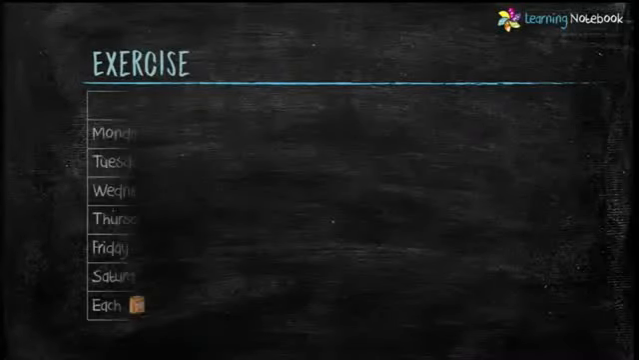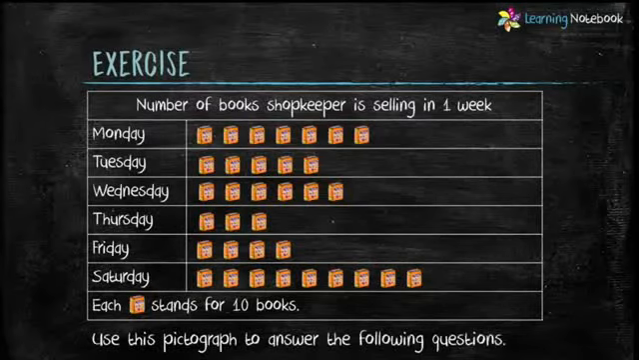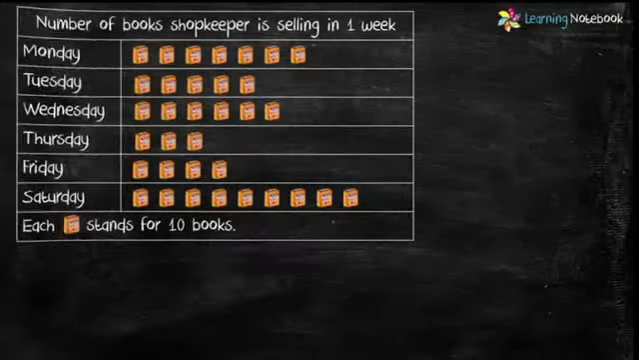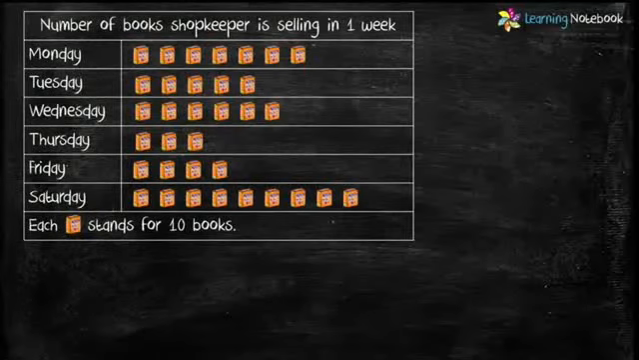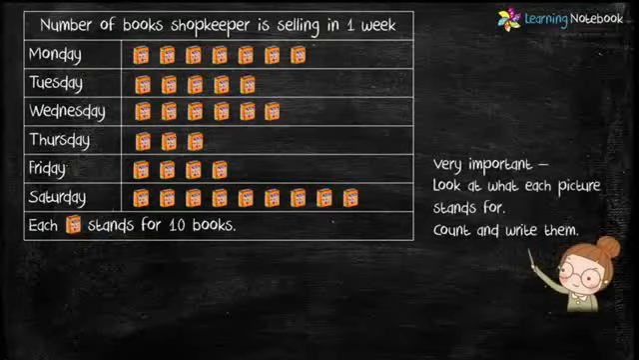Now students, let's do an exercise based on a given pictograph. We have to answer the following questions using this pictograph. This pictograph is representing number of books a shopkeeper is selling in 1 week, and each picture stands for 10 books. Students, this is very important that you first look at what each picture stands for.